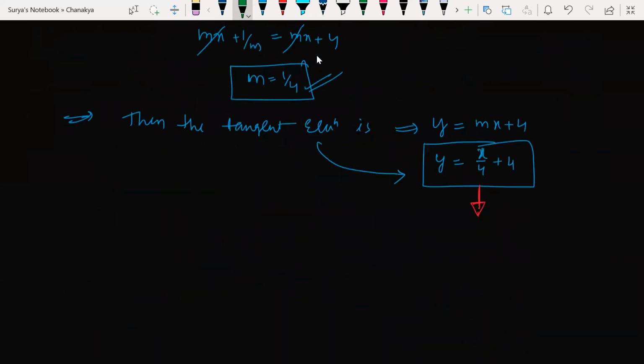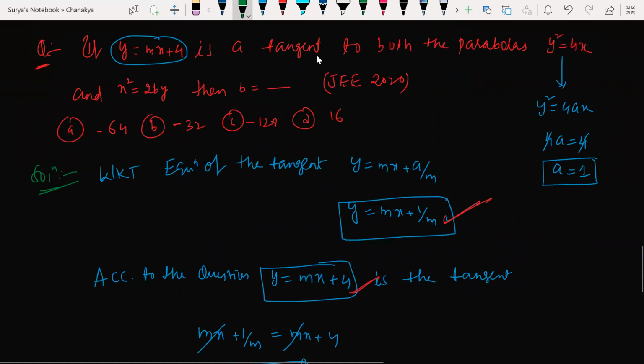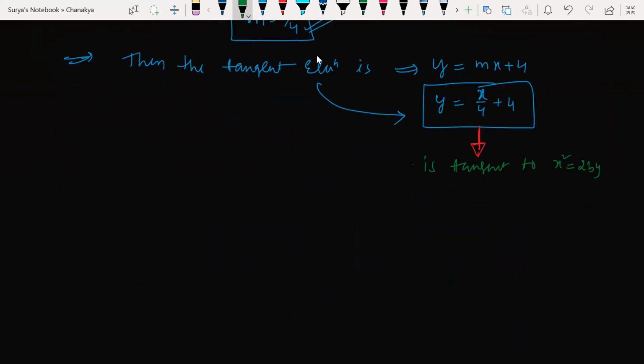देखो this is a tangent equation I got, this is tangent to x square is equal to 2by also, am I correct? 2by दिया है ना, हाँ x square is equal to 2by. तो मुझे क्या करना पड़ेगा, देखो अभी बेटा, this is my parabola, ठीक है, this is a line given y is equal to mx plus 4, ठीक है. So as we know that this is a tangent to this parabola given, perfect.